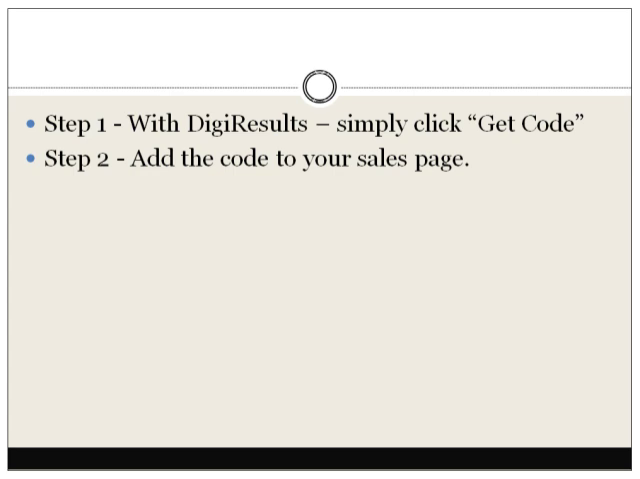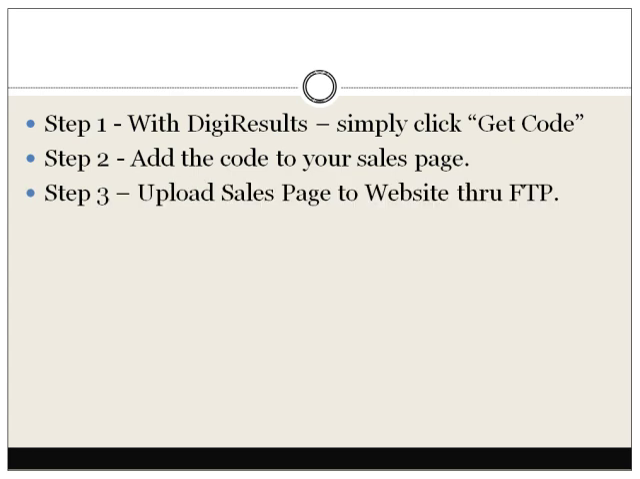Step number 2, we're going to add the code to your sales page. Depending whether you have a button or a link, or you want to use Digiresults button or you want to use your own button, you can do that. I'll show you different routes. And of course, last but not least, step 3, we're going to upload the sales page to your website through FTP, and then we're going to get everything ready and we're going to publish it on Digiresults to make sure that everything is up and running. So let's go ahead and do that.